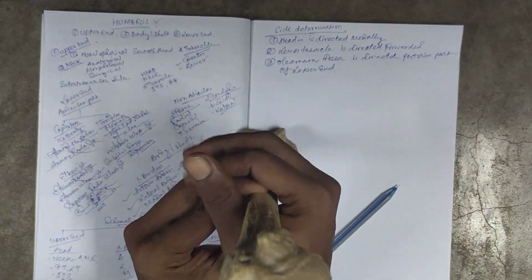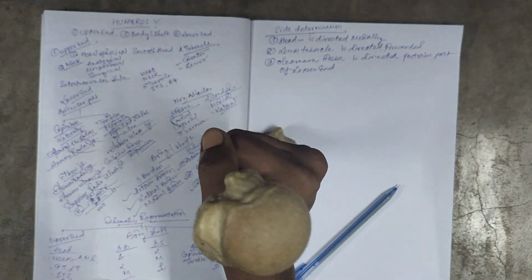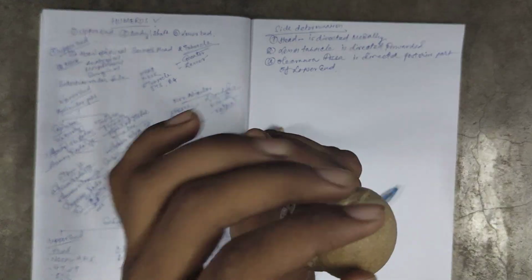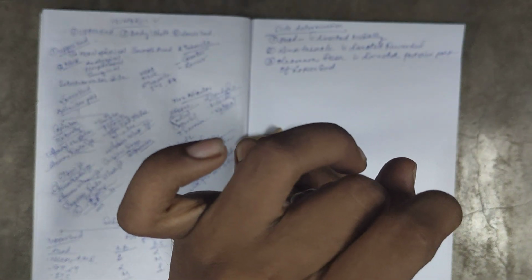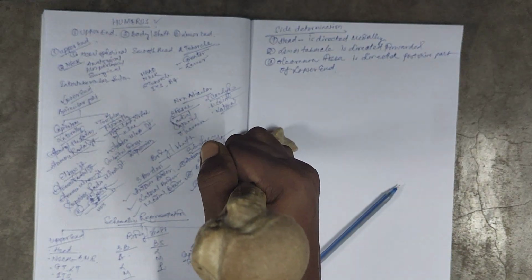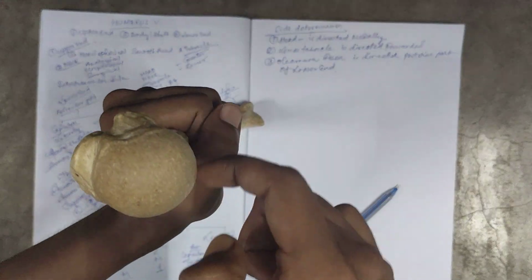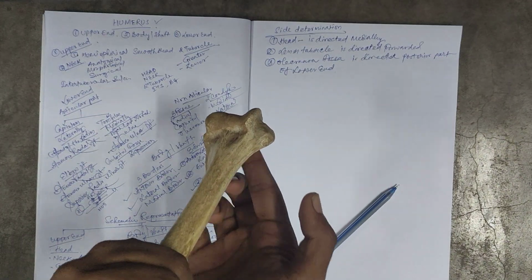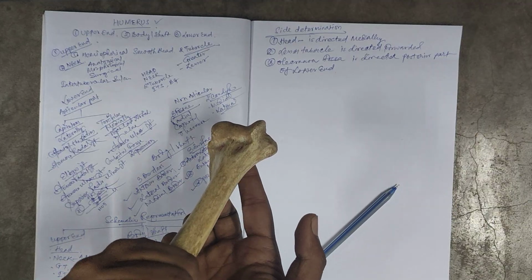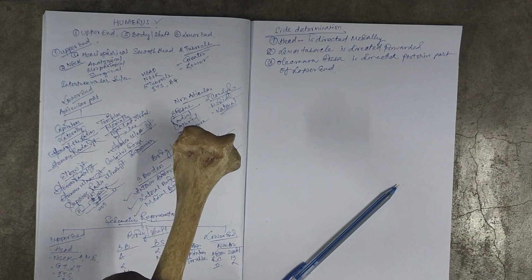But if you hold it in the right hand, then the head is directed to the lateral side. If the head is directed laterally, then the bone cannot be right-sided. Then the bone must be left-sided. If you hold this in the left hand, then the head is directed medially, the lesser tubercle is directed forward, and the olecranon fossa is directed to the posterior part of the lower end. So okay, side determination is completed.